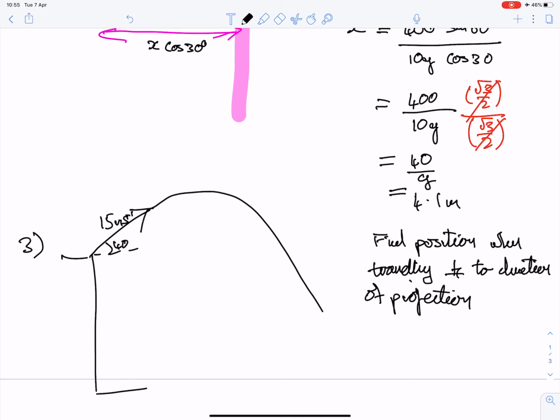So it's going to do this. Somewhere here we've got the particle, the point of projection. This speed was 15 at 40. It's got a new speed v, and this angle, to make that a right angle, to make it perpendicular, will be 50 degrees.